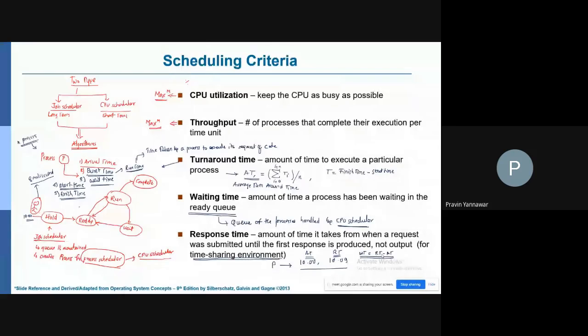In order to utilize the processor maximum, you need to set criteria, and based on these particular criteria only, the performance of the system is identified. Okay, so this is playing an important role.